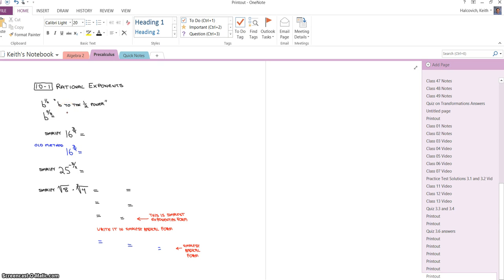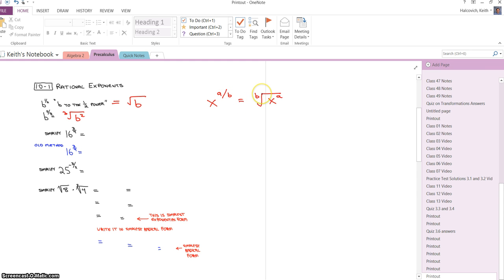The first thing we have to look at is b to the 1/2 power. That is the same as the square root of b. b to the 2/3 power is the same as the cube root of b squared. So when we think of fractional exponents, the first one is the power and the second one is the root.